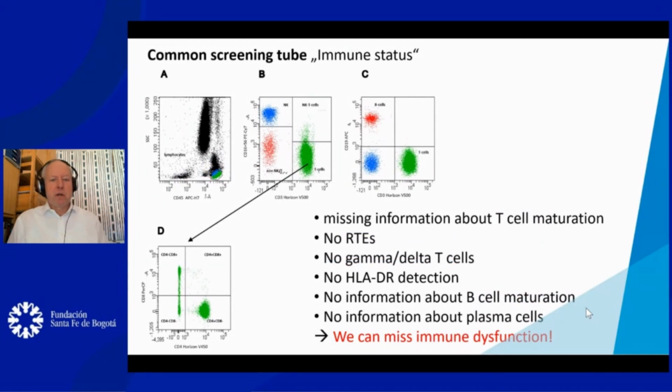A very common approach is to use a screening tube, so-called immune status. Most of you will be familiar with this tube. Depending on the scatter and the CD45 staining, lymphocytes can be identified. These lymphocytes can be divided into CD3 cells and NK cells. NK cells CD16/56 positive, NK T cells positive for CD3. There are some NK T cells and some cells that are non-NK or T cells.